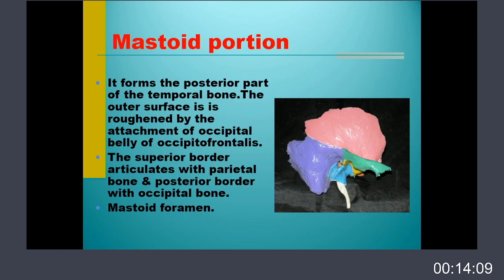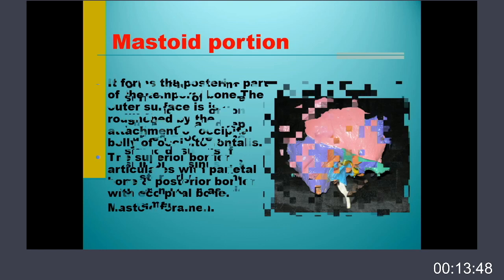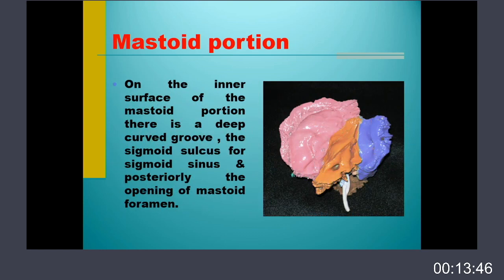The mastoid portion: the outer surface is roughened for the attachment of various muscles, the occipital belly of occipitofrontalis. The superior border articulates with the parietal bone and the posterior border with the occipital bone. On the posterior part, we can find the mastoid foramen. On the inner surface of the mastoid portion, there is a deep curved groove for the sigmoid sinus, known as the sigmoid sulcus, and posteriorly the opening of the mastoid foramen.